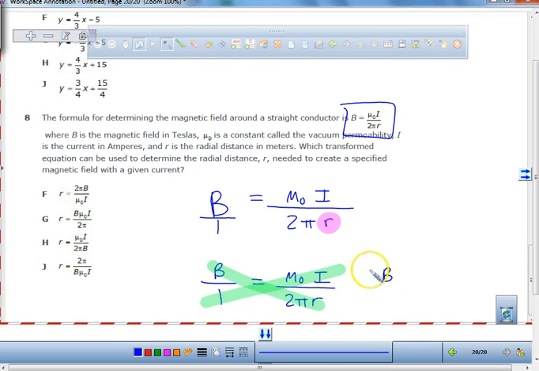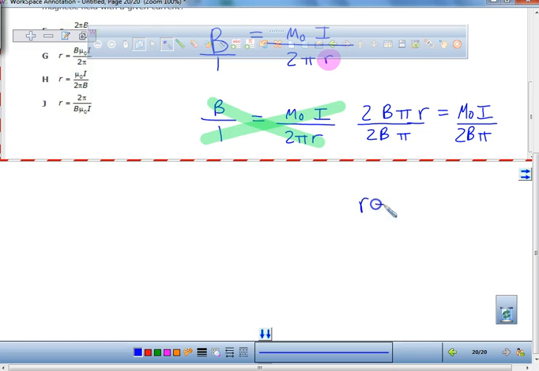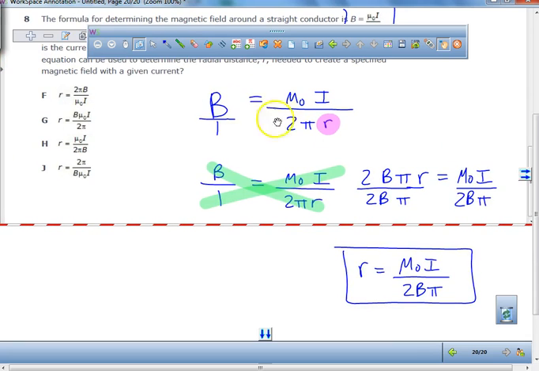So here's what we have. We have B, we have a 2, we have a pi, and we have an r, and that's equal to mu subset O times I. We only have one step to solve for r. You're going to divide everything by 2, you're going to divide everything by B, and you're going to divide everything by pi. So your final answer is the radius. The r value is equal to mu O I over 2 B pi. So which one is mu O I over 2 B pi?